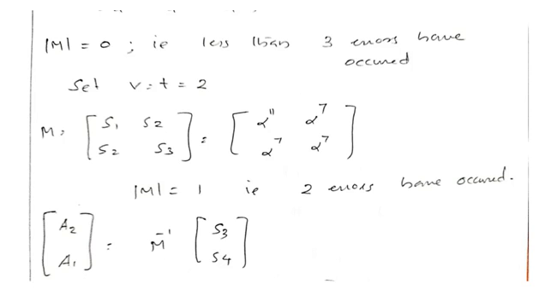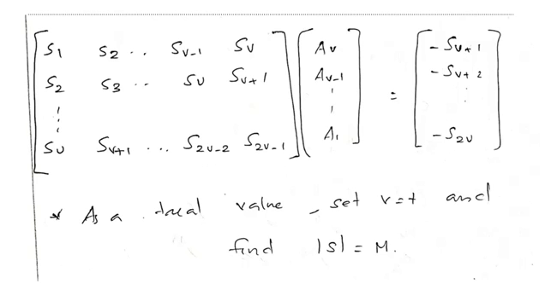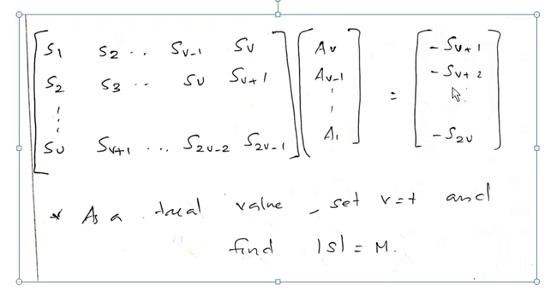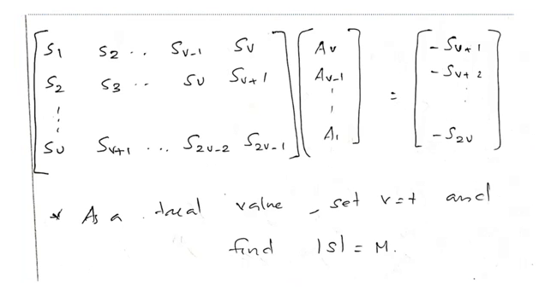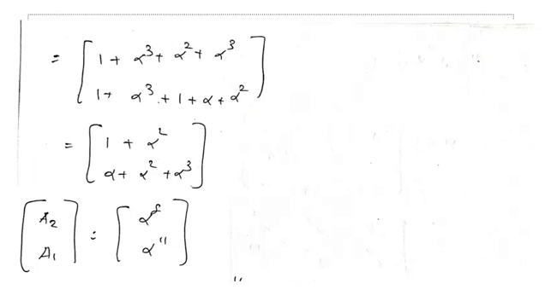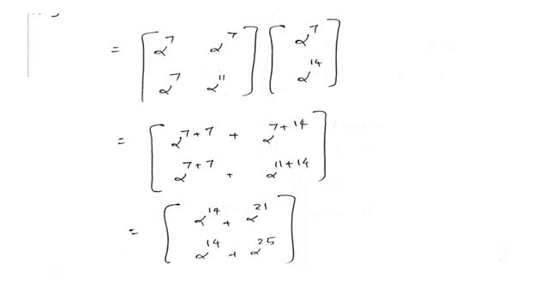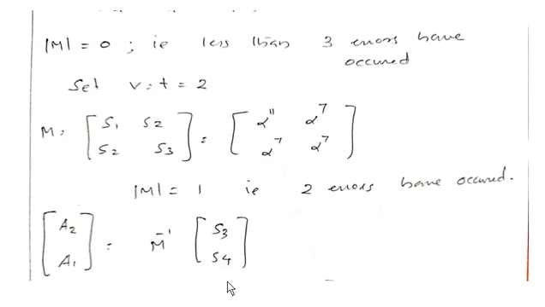So we can write this again, we can see the general equation. To find this, we need to find a v minus 1, so it becomes a2 a1. To find this, we need to take this matrix and take its inverse. So this inverse into this value. So we can write it as m inverse into s3 s4. M inverse is the inverse of this matrix. So to find the inverse, we know it is the adjoint of this matrix divided by the determinant of this matrix.